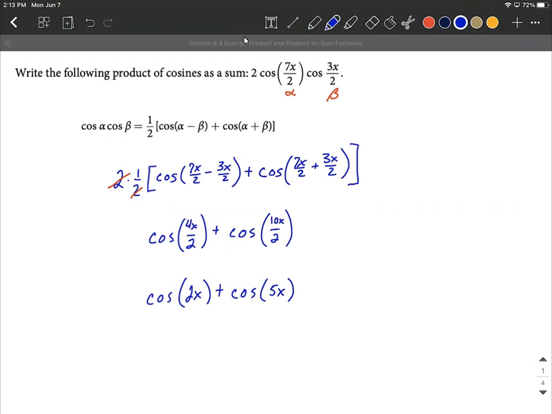Hope this helps out as you're going from products to sum, this one being a cosine multiplied by a cosine. Good luck.